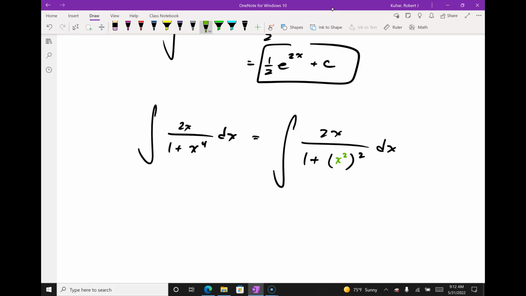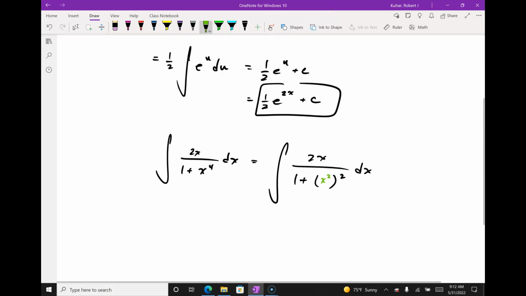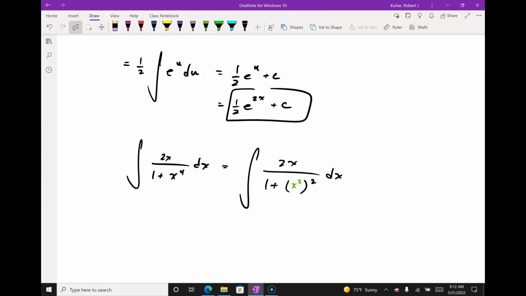I'm going to put that into my inverse trig antiderivatives, okay? So of course u is x squared, du is 2x dx, right? And now I have the integral of 1 over 1 plus u squared du. And of course, that's arctan, right?